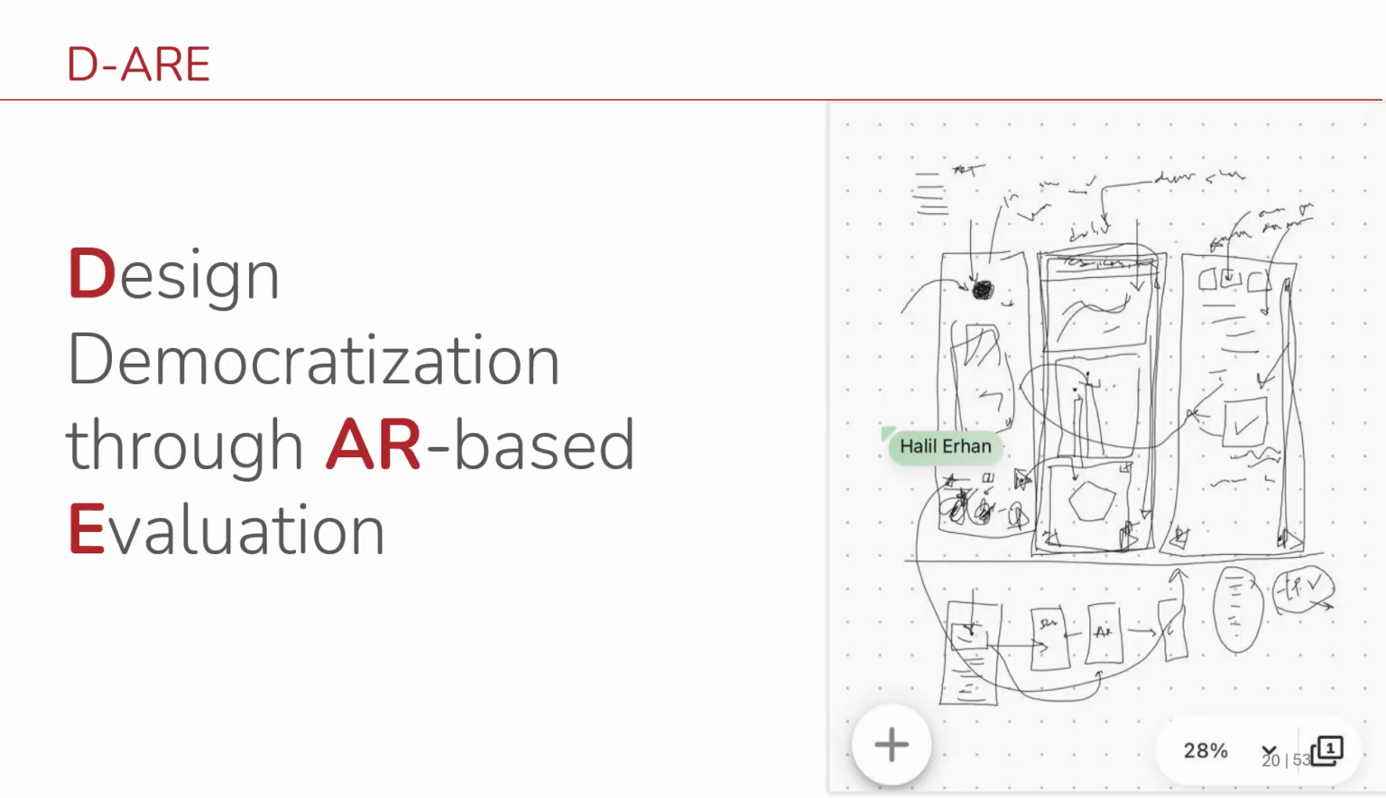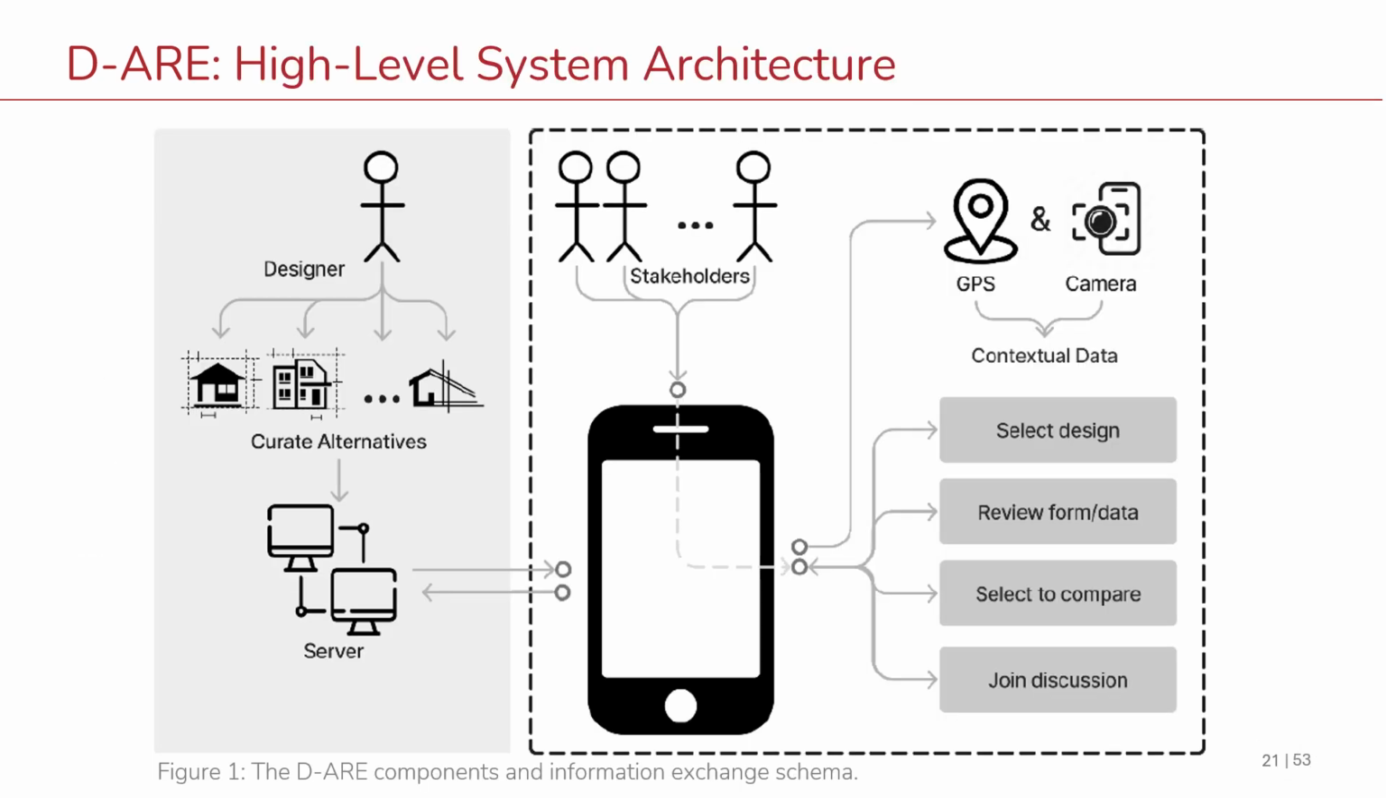We utilized a location-based AR technology to provide users with immersive, real-time views of proposed changes in their environments. The system is called DR, which stands for Design Democratization through AR-based Evaluation. These diagrams show the main features of the DR system. Designers send design proposals to the device through a server, then stakeholders can use GPS data and their device's camera to select, review, and compare these designs, and finally they can actively participate in discussions and share their feedback.